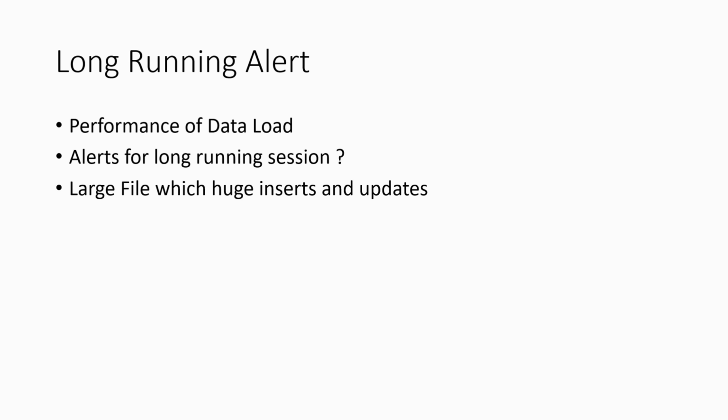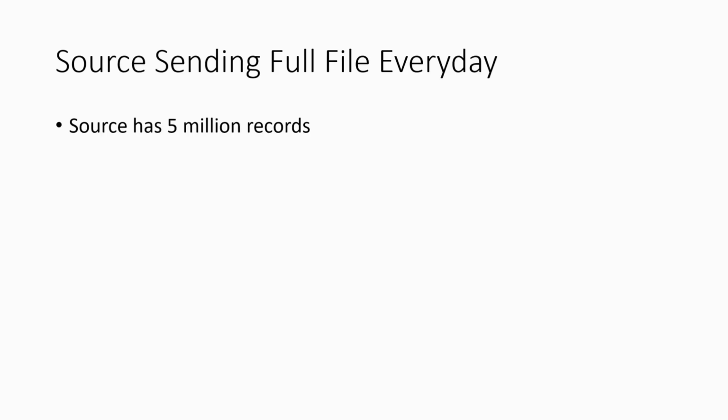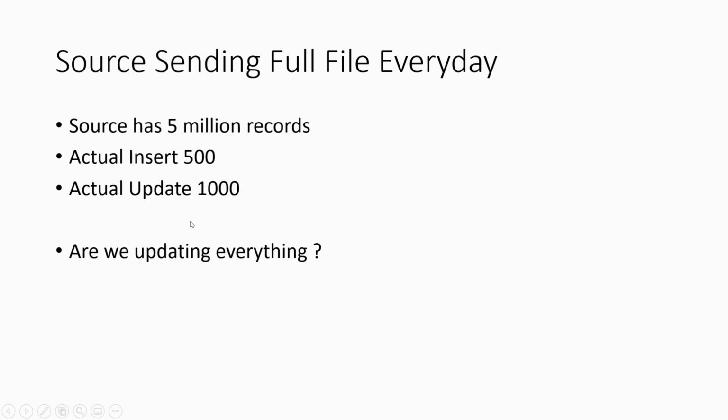Let's say the source is sending us a full file every day with 5 million records. The actual new records are 500, while for 1000 records, we have a change in the column value for an existing record. Ideally, out of the 5 million, we should only process these 1500 records, but a lot of times, developers simply check if the record exists in DB and they try to update it without checking if something has actually changed. Verify this part because updates are very expensive and you will end up inserting a lot of data every day again and again.